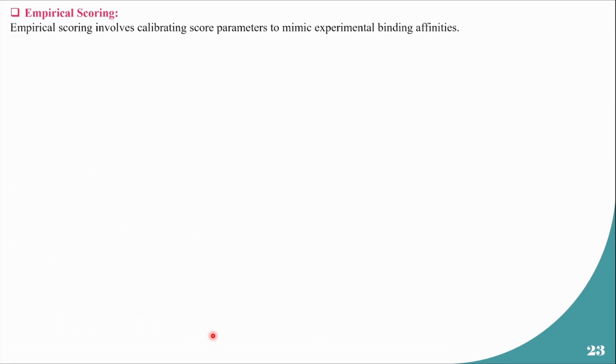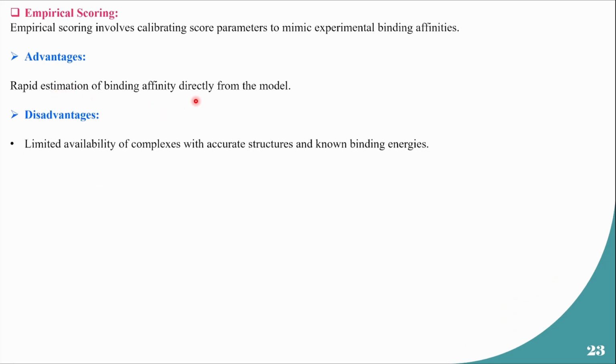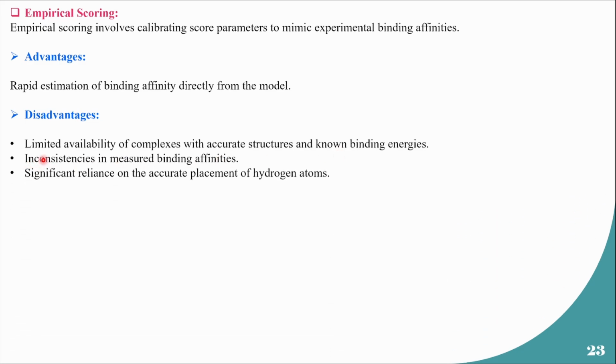Now, if you talk about the empirical scoring function, which we looked at in the other slide, it basically involves calibrating score parameters to mimic experimental binding affinities. There are certain advantages. For example, it has a rapid estimation of binding affinity directly from the model, but there are also some disadvantages. For example, complexes with accurate structures need to be available. If there is limited availability of complexes with accurate structures and known binding energies, that puts empirical scoring in a bad place.